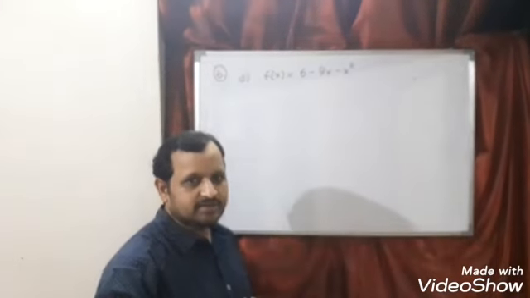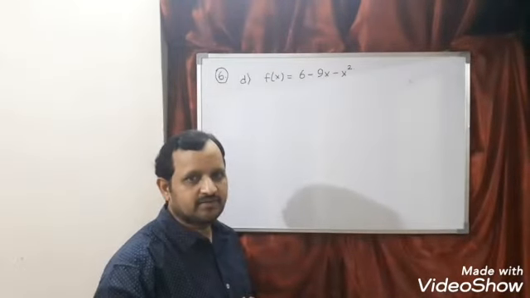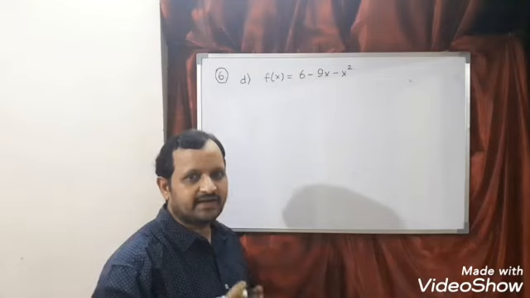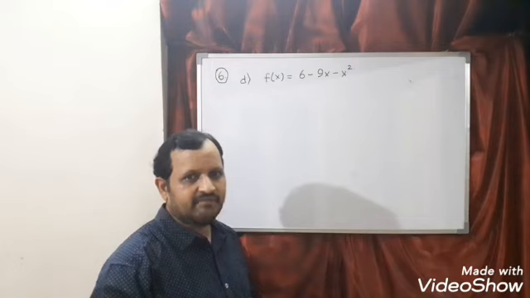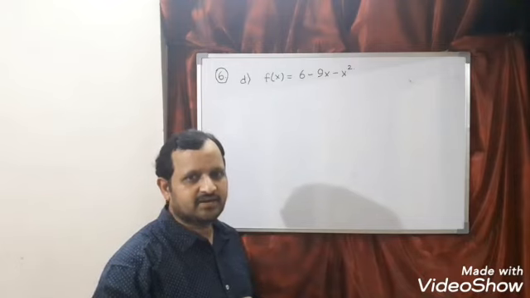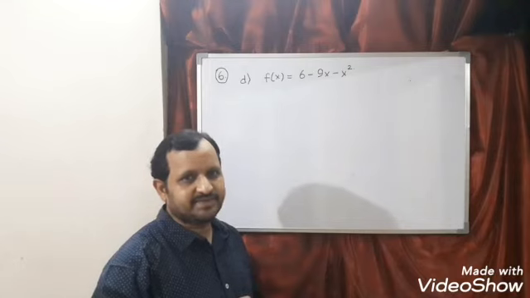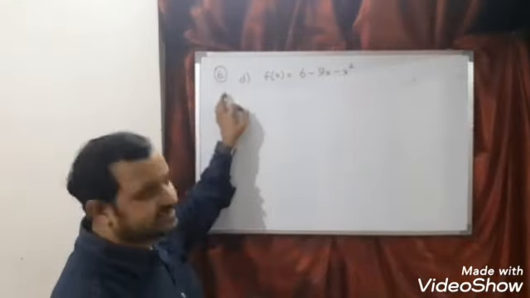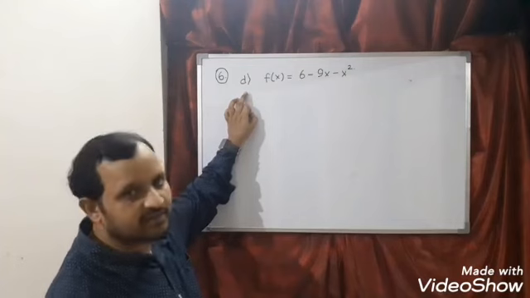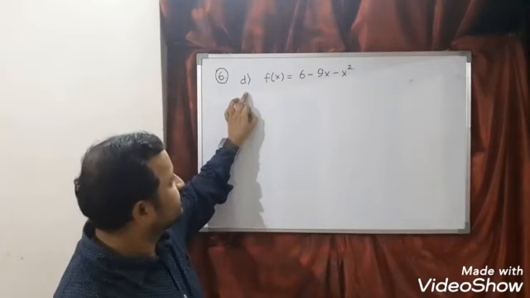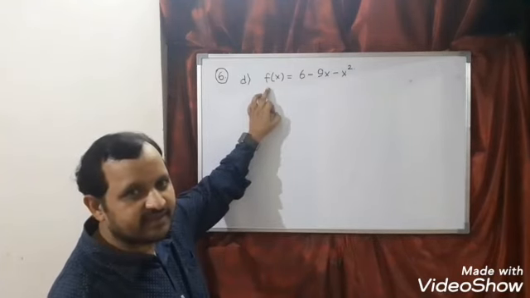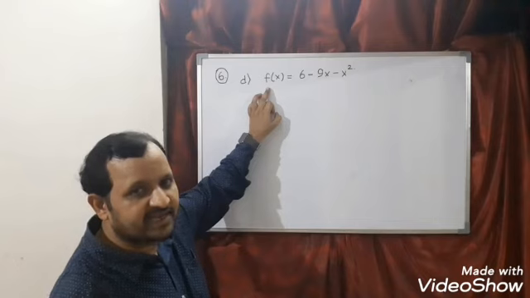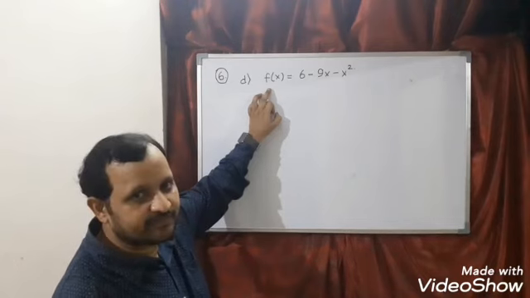Good morning students. Last class we have seen the working rule to find the interval of increasing and decreasing function, and we have also seen some questions which are based on increasing and decreasing. Let us proceed further. This is question number 6, bit number D. The question is: find the interval of increasing and decreasing for this function.